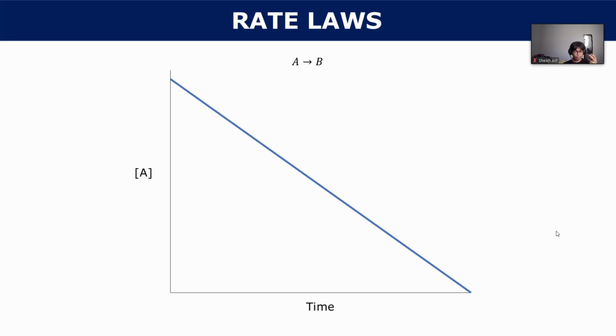So the reactions that we've been working with up until now are in the form A to B, and the concentration of A goes down linearly over time. But not all reactants are going to act like this. They're not all going to linearly go down.